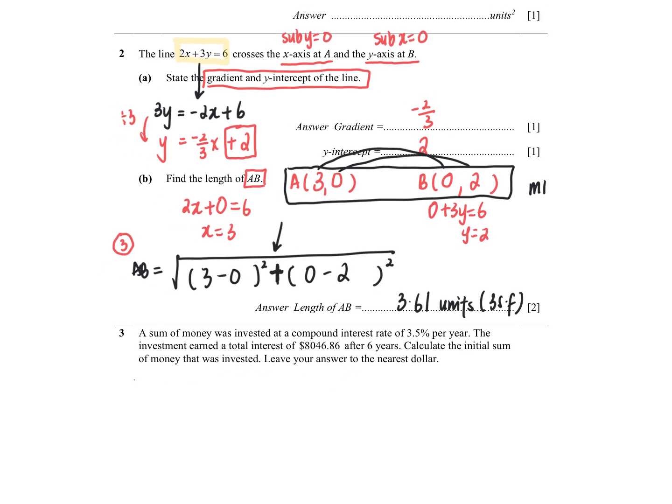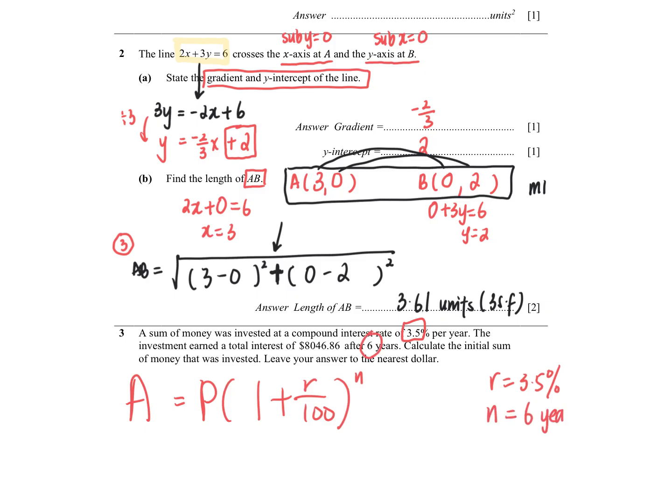Okay, next. This is the formula that is given on the front page. Okay, so they tell you interest rate is 3.5 per year. Time is 6 years. So per annum is per year. Okay, and then they say this is the interest. This is not A, this is interest. So 8046.86, and then I sub in accordingly.